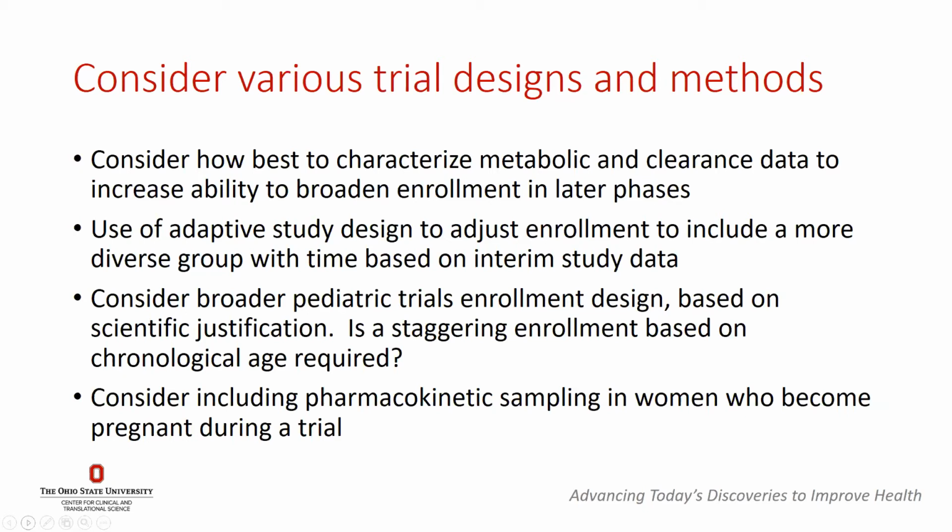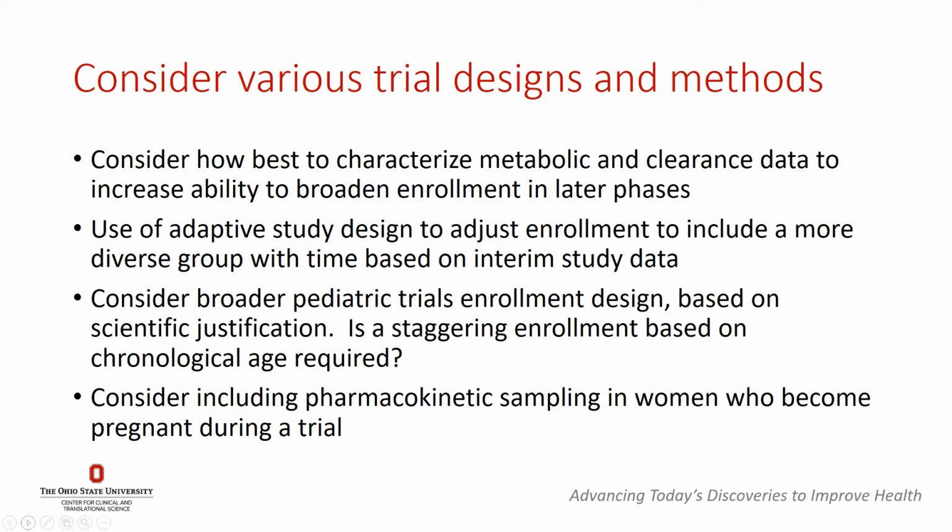Using the adaptive study, you might go ahead and say in your phase 2 trial that at a 6-month interim analysis, you might decide if it's still doing well, that you may open your enrollment to different age groups, is what they're talking about for the adaptive study design. So rather than using the staggering enrollment based just on chronic age, is that really required, or can you include them in the initial study?